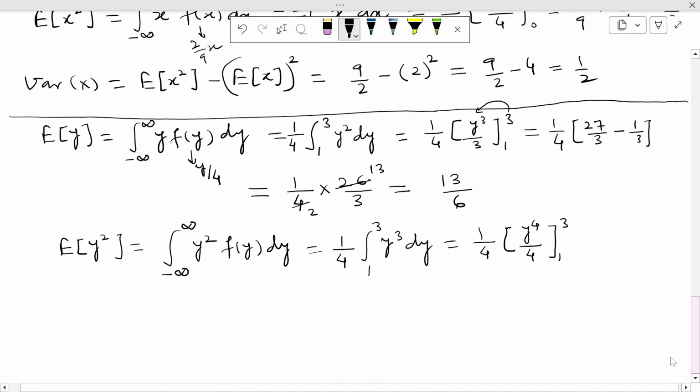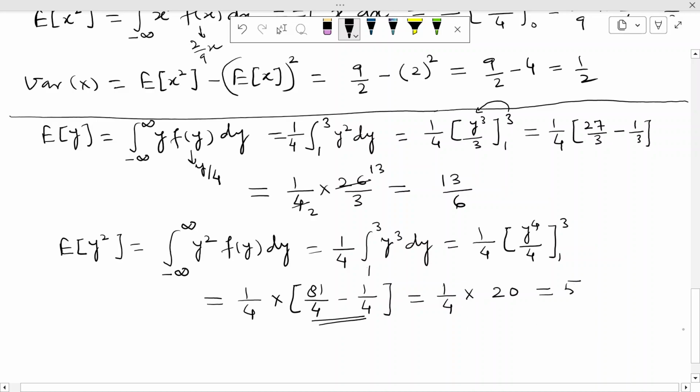Now when you are putting the limits, this is coming out 1 by 4 multiplied by, when you are putting the upper limit which is 3, 3 to the power 4 is 81 by 4 minus 1 by 4. So this will be 1 by 4 and this is coming out as 20. Okay, 81 by 4 minus 1 by 4 is 20. So our expectation of y square is 5.